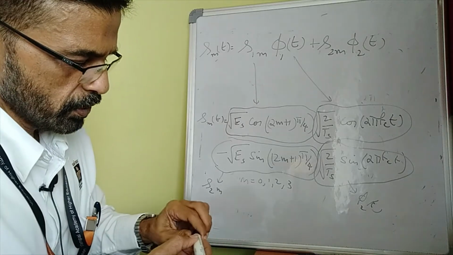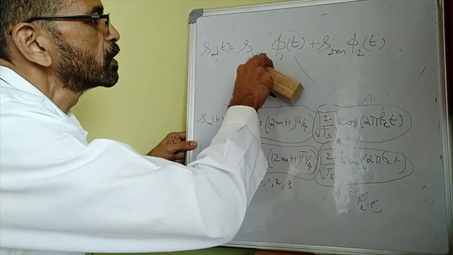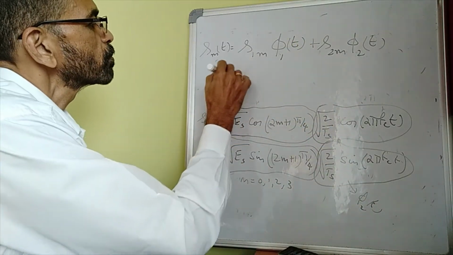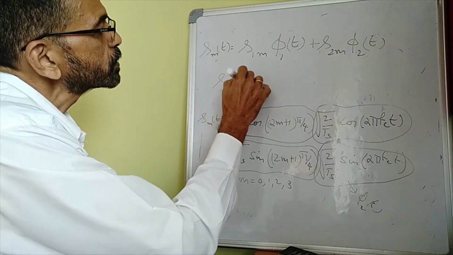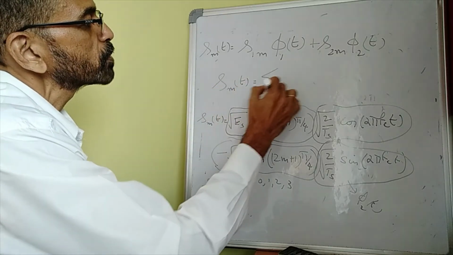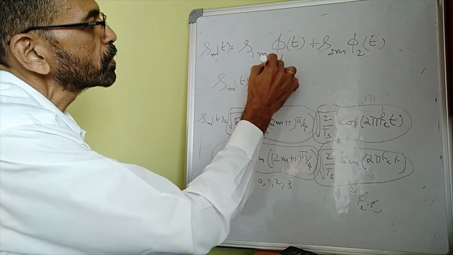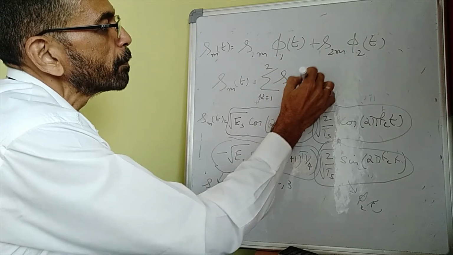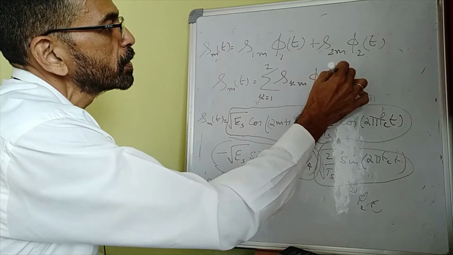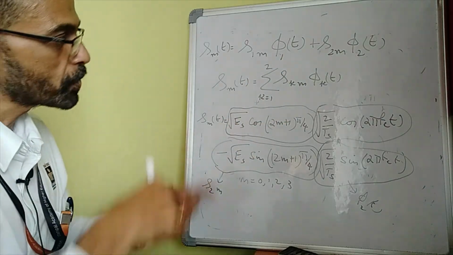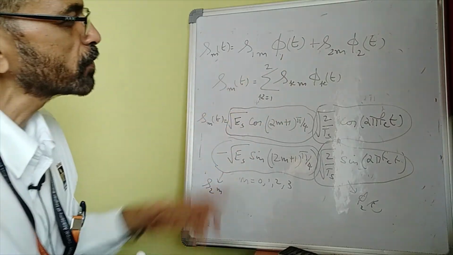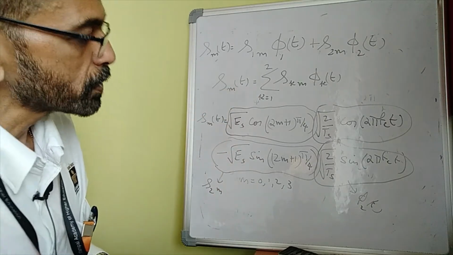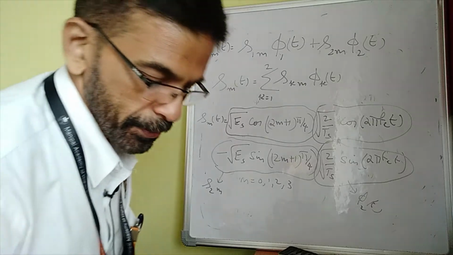Now, just to complete the step, you can write this also in a compact form like this: SM(t) is equal to summation k equals 1 to 2 of Skm phi k(t). So our QPSK signal can be expressed in a very compact form like this. Of course, m takes on integer values from 0 to 3, including 0 and 3.